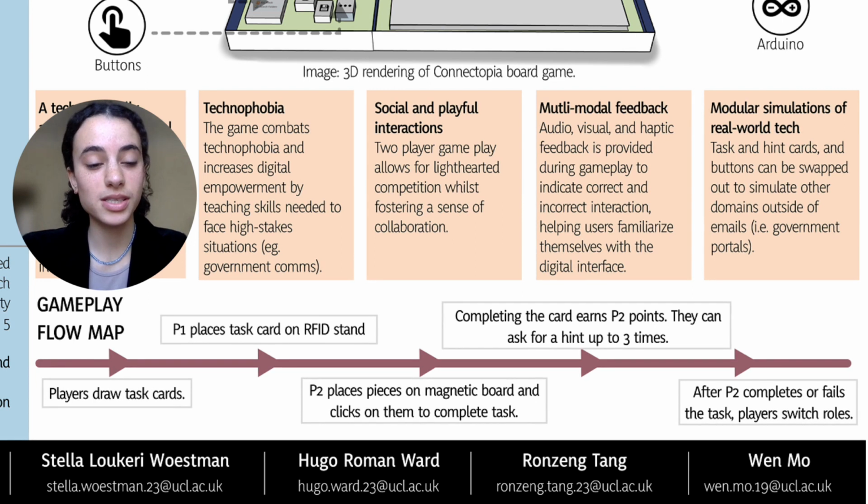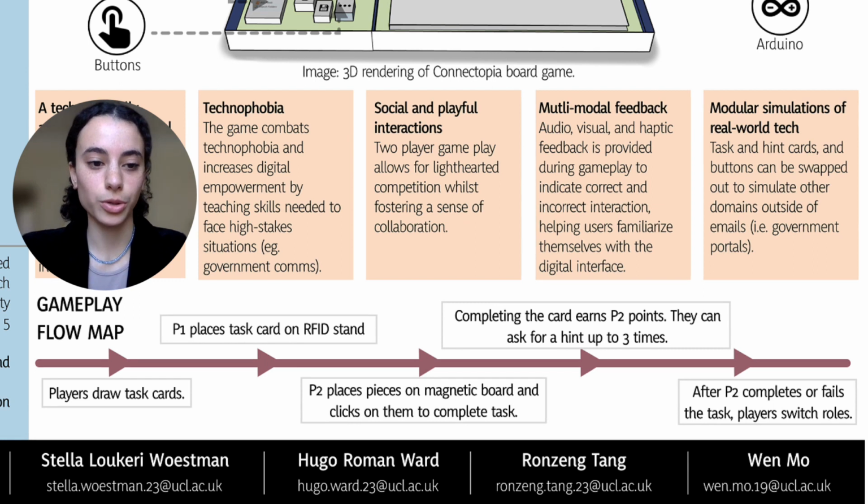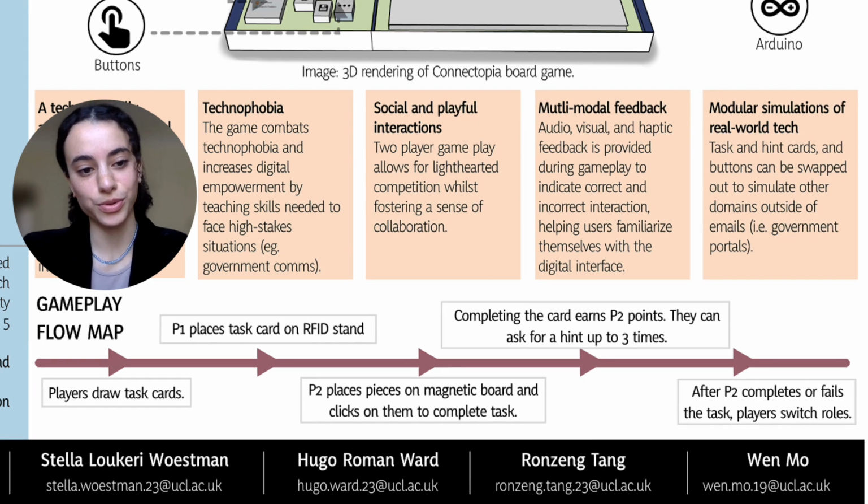If Player 2 completes the task correctly, in this case placing all the physical components in their correct place, then this earns them points. These points will be displayed on the scoreboard. Each player can ask for a hint up to 3 times throughout the game. Once Player 2 completes or fails their task, they switch roles.